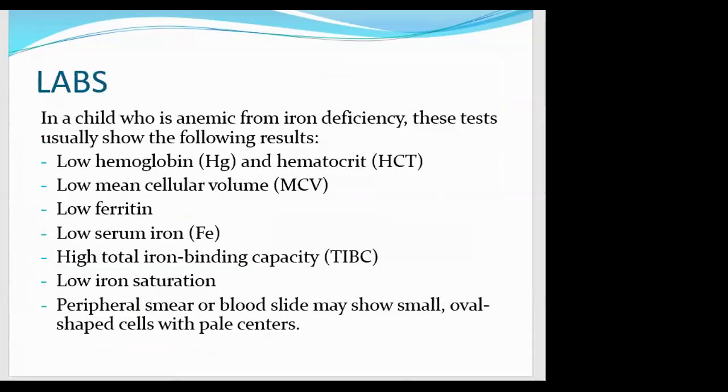Labs. In a child who is anemic from iron deficiency anemia, these are the tests that you'll normally see. You'll see a low hemoglobin and hematocrit, of course. That's the biggest one you'll notice. You'll see a low MCV, a low ferritin. Of course, you'll see low serum iron. So you'll have a low iron level.